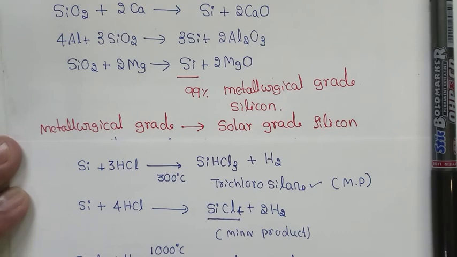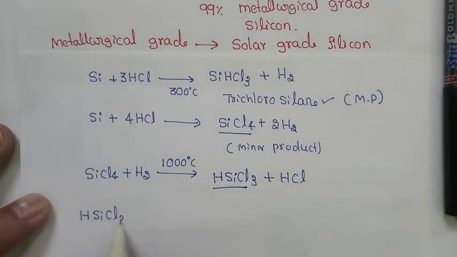Now this trichlorosilane, the purified form, is passed through a fixed bed column filled with quaternary ammonium ion exchange resin. So it acts as a catalyst. Then we can convert it into dichlorosilane: HSiCl3 to H2SiCl2 plus silicon tetrachloride.